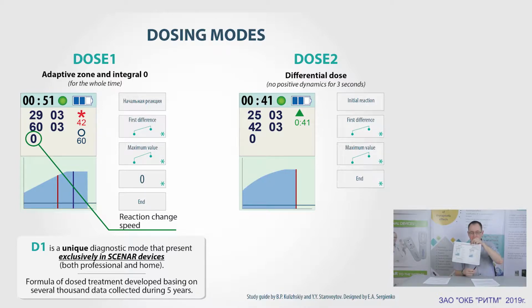Dose 2, differential dose. The difference from D1 is that here the dose signal indicates the absence of reaction change during 3 seconds. That means that the active dialogue between the device and the skin is over and there is no dynamics. In this mode, the symbol of dose is the green triangle. We can also see the value of reaction when it was reached, and the vertical line on the graph that indicates it.